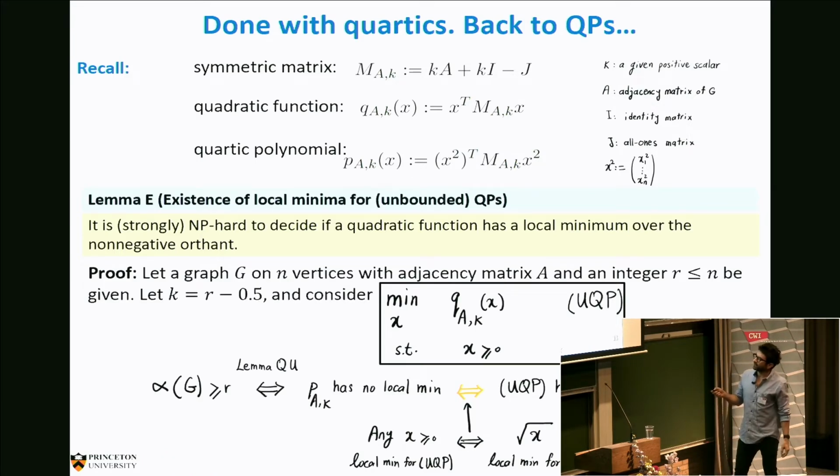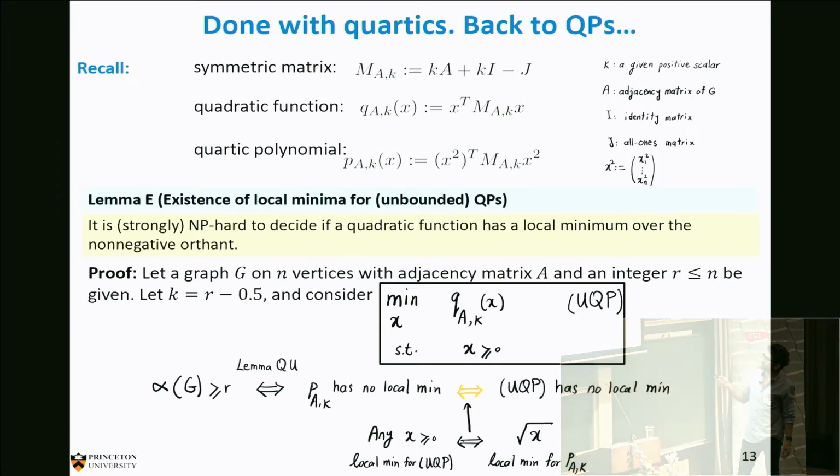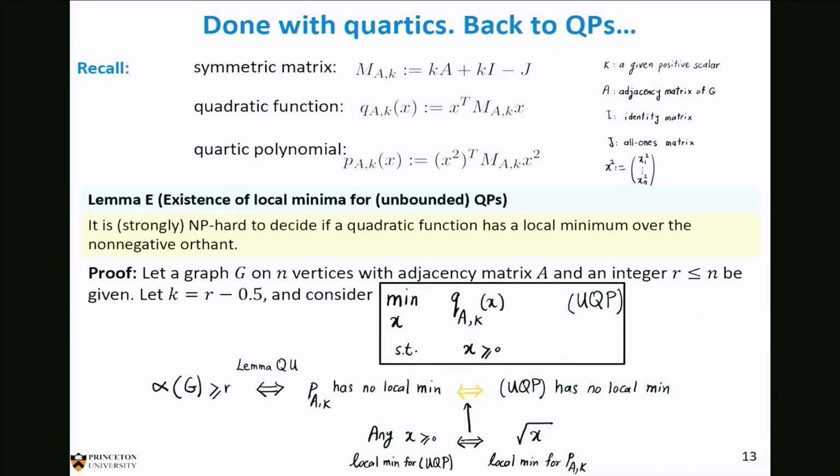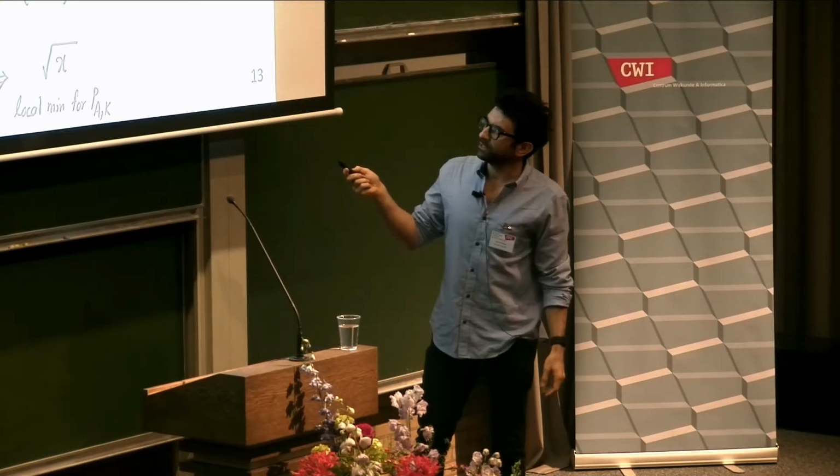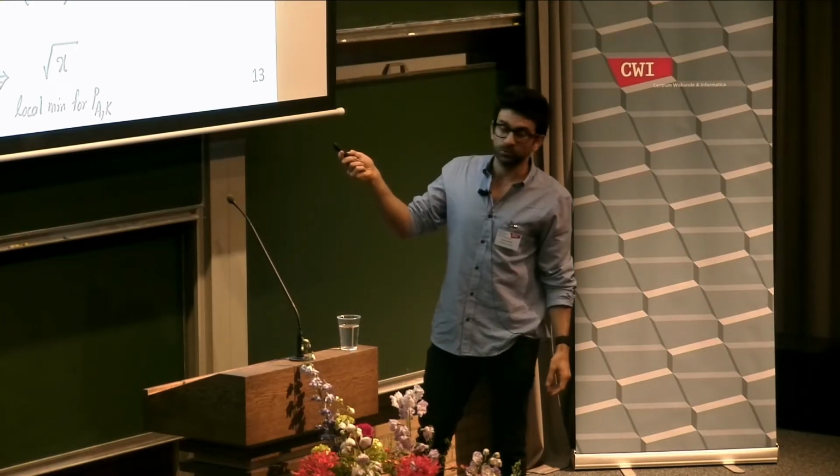So you start with the graph and n vertices, and you want to test if alpha is more than or equal to r. Once again, you subtract a half first. So k is r minus a half. And now you put in your objective the quadratic function Q_k, which is on the slides. And we just proved that alpha is more than r if and only if this quartic function has no local min. But it's very easy to see that this will happen if and only if this quadratic program has no local min.